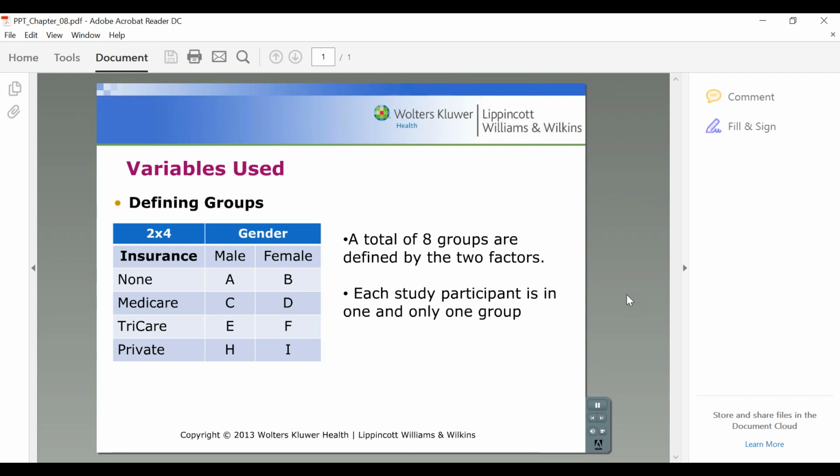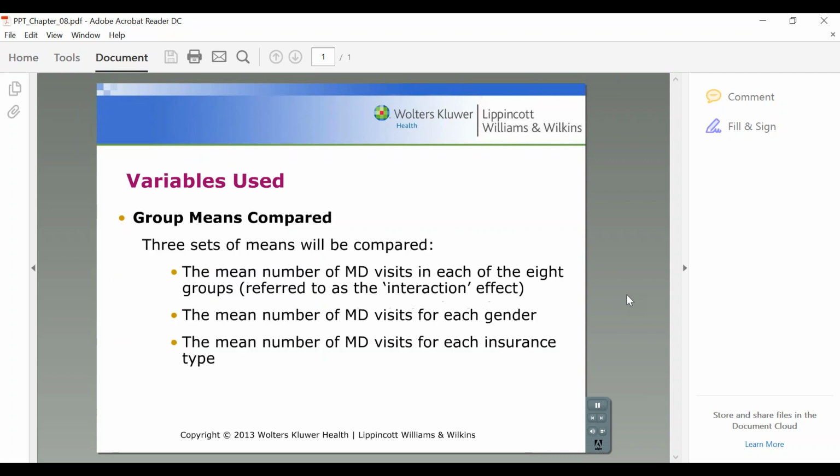Now again, like I said, you always multiply the levels of the independent variables. So if we multiply 4 times 2, we get 8, which means we're going to have 8 cells or blocks from which we will run our analysis. So block A, males, will be tested or looked at as those who have no insurance. Block B would be females with no insurance. Block C would be males with Medicare, and so on and so forth, okay? And as it notes here, each study participant is in one and only one group, okay?